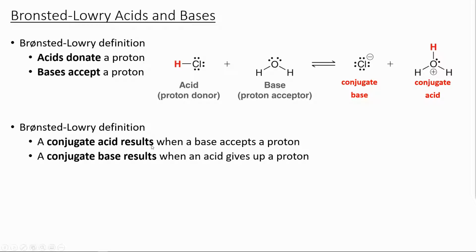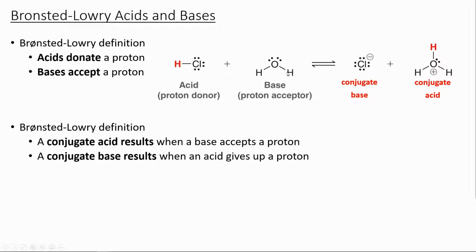So the conjugate acid results when a base accepts a proton, and a conjugate base results when an acid gives up a proton. So the conjugate base of the acid is the deprotonated form, where the two electrons from the bond are now on the base, and the conjugate acid of the base is going to be the protonated form of that base. So we have two sets of pairs here. Well, I guess really three sets of pairs here.